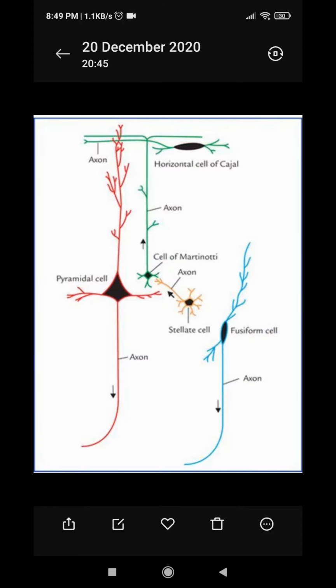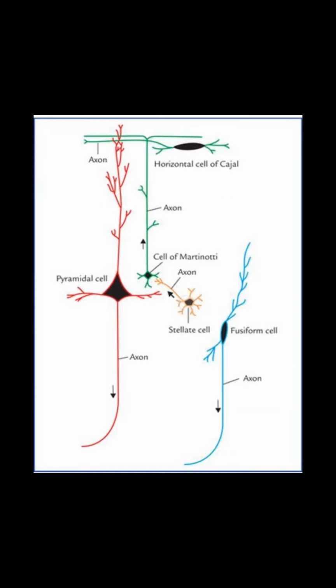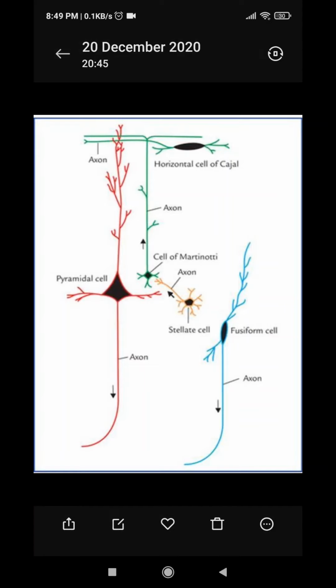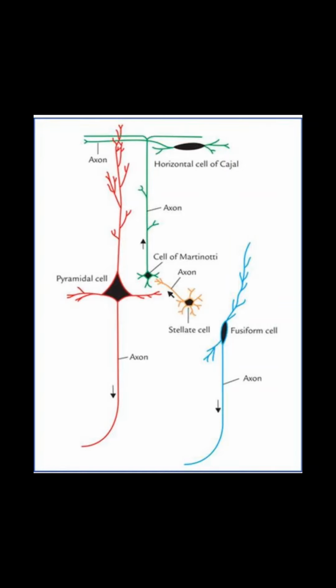The granular cells have small polygonal perikarya. You can see here, these are the granular cells, and they have small perikarya, that is the cell body. These are also known as stellate cells, because each of these cells gives off a number of small dendrites that pass in various directions, giving a star-shaped appearance to the cell.